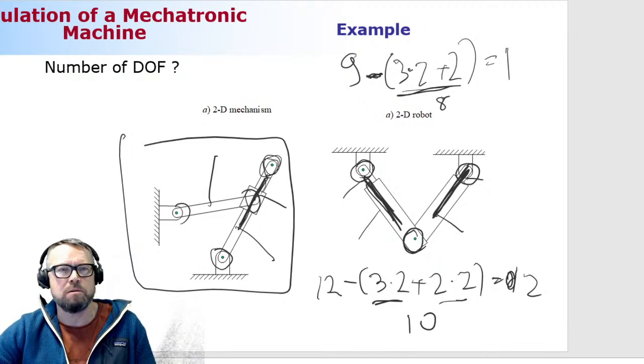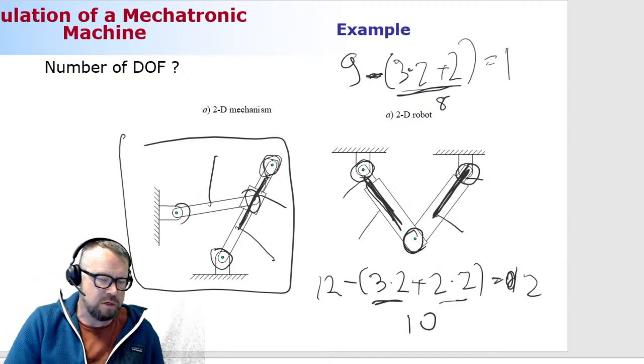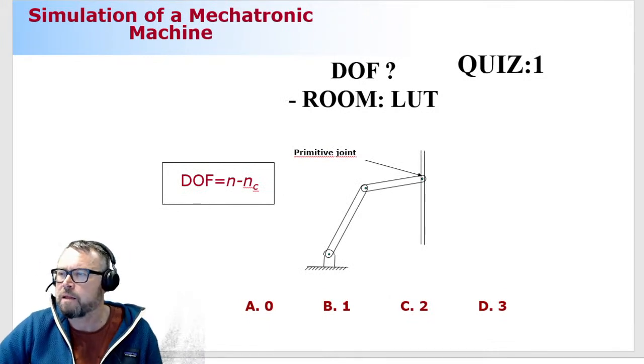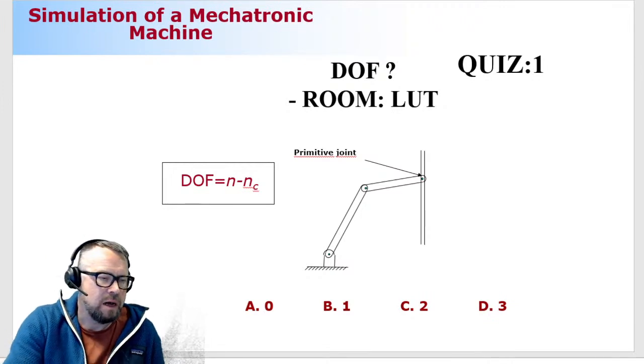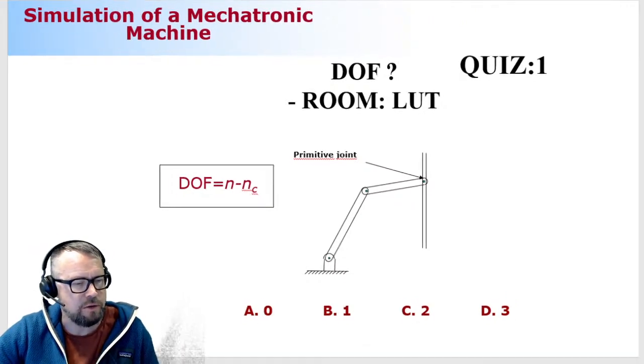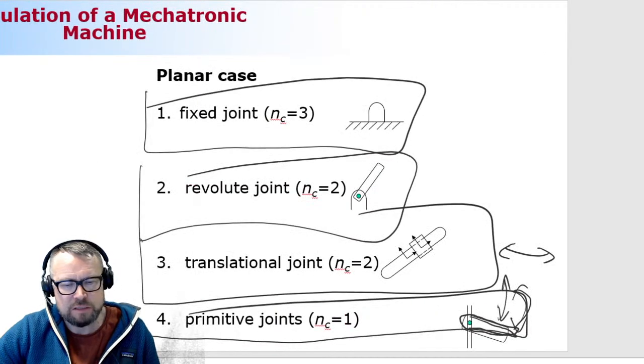Okay, let me put the Socrative on. So the first Socrative is actually on. And my first question is this. What is the number of degrees of freedom? I have here a system that has 2 moving bodies, 2 revolute joints, and 1 primitive joint. How can you do the math? You can do it in a similar way to what I just did for you one slide back.